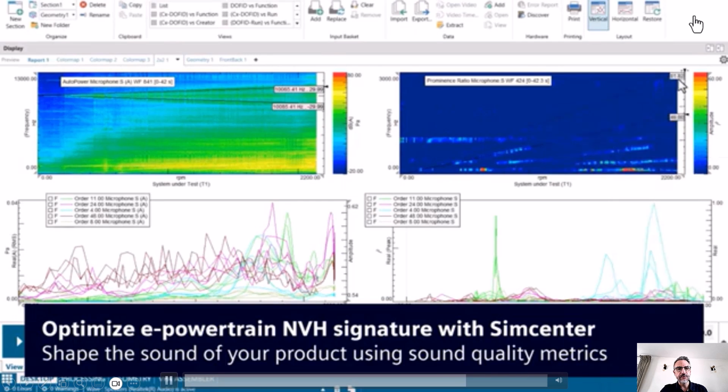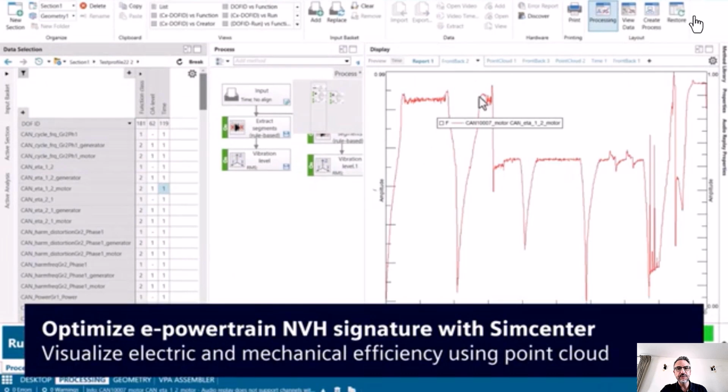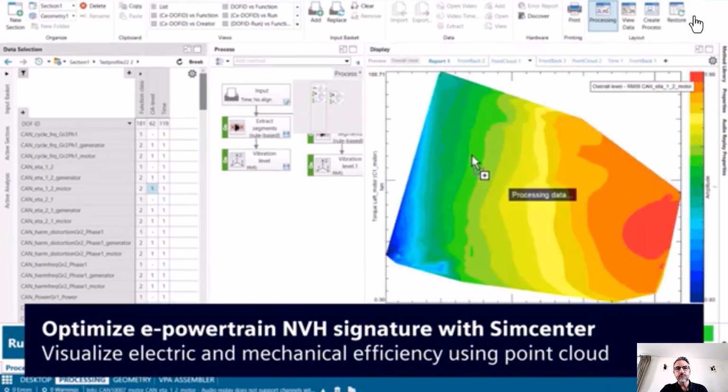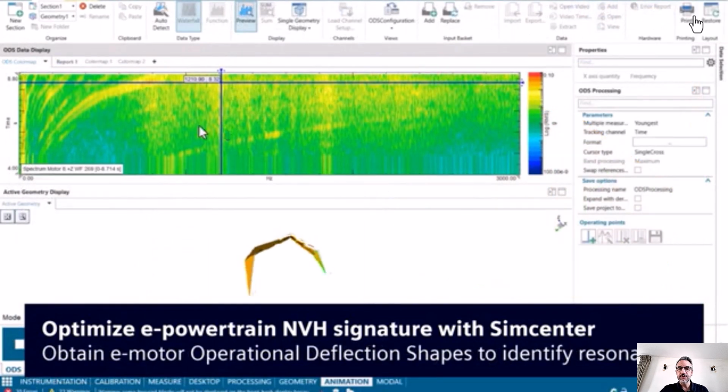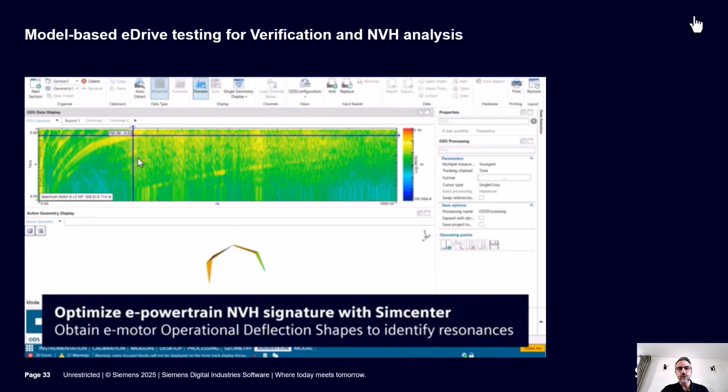So you can see the test lab environment, the various post-processing capabilities, present all data as needed. We can also analyze the operational deflection shapes in order to better understand specific noise phenomena.